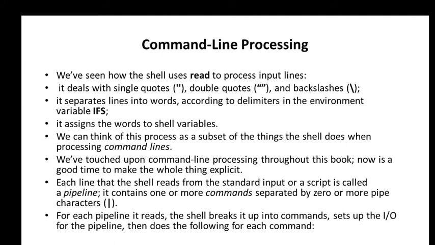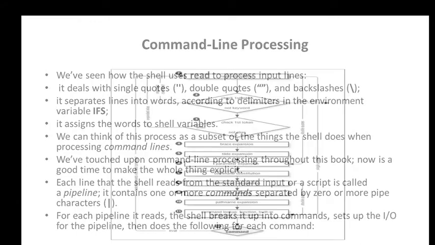We have touched upon command line processing throughout this session. Now is a good time to make the whole thing explicit. Each line that the shell reads from standard input or a script is called a pipeline. It contains one or more commands separated by zero or more pipe characters. For each pipeline it reads, the shell breaks it up into commands and sets up the input and output for the pipeline. Then it does the following for each command.